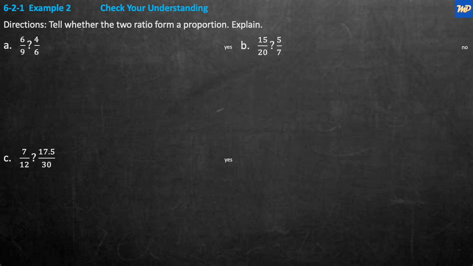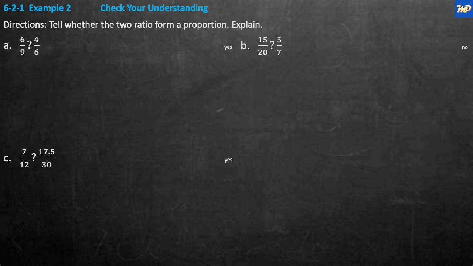Example 2, check your understanding. Directions: tell whether the 2 ratios form a proportion, and explain. So what are they asking? In A, they're asking whether or not 6/9 and 4/6 are equal to each other. Are they or are they not? So you go ahead and do them on your own. When you come back, we'll do them together.